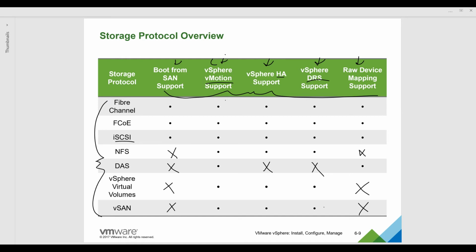So as you see in this slide, these protocols here, know what they give you. Know if they give you vMotion. Know if they give you HA, high availability. Know if they give you distributed resource scheduler.